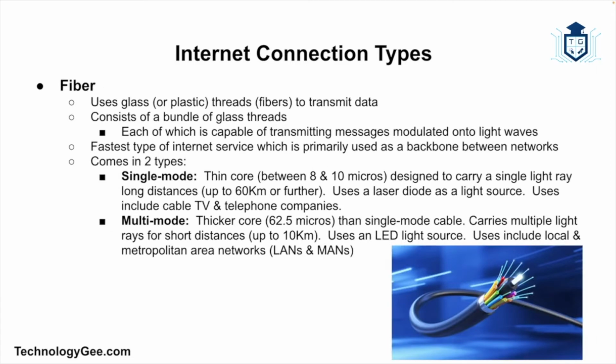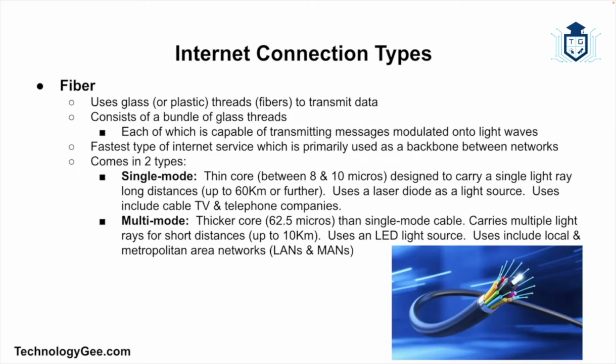Next connection type we have is called fiber. So fiber optics is a technology that uses glass or plastic threads, also known as fibers, to transmit data. A fiber optic cable consists of a bundle of glass threads, each of which is capable of transmitting messages modulated onto light waves. In fiber optics, this is the fastest type of internet service, which is primarily used as a backbone between networks. And fiber optic cable comes in two major types.